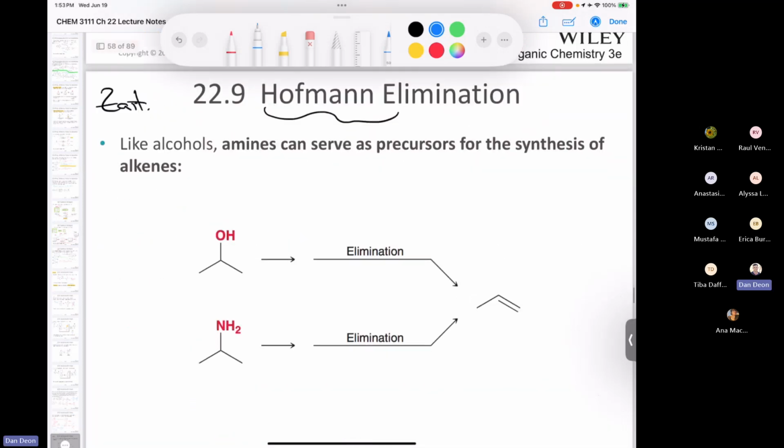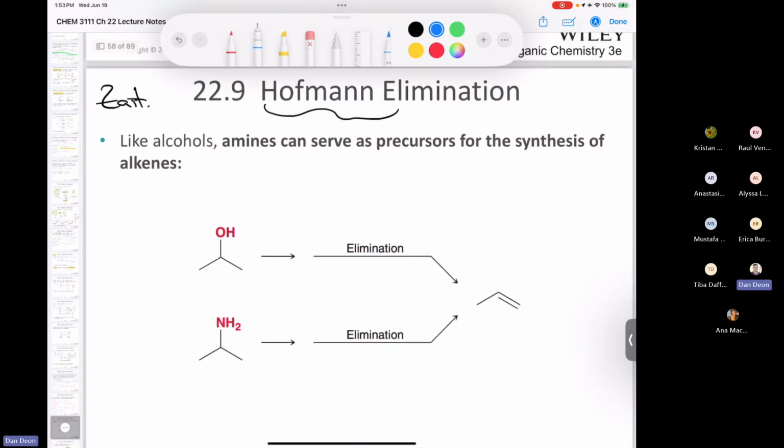All righty. So that brings us to the section on Hofmann elimination. It's named after David Hasselhoffman. I'm kidding. Anyhow, you might remember the Zaitsev product and the Hofmann product.